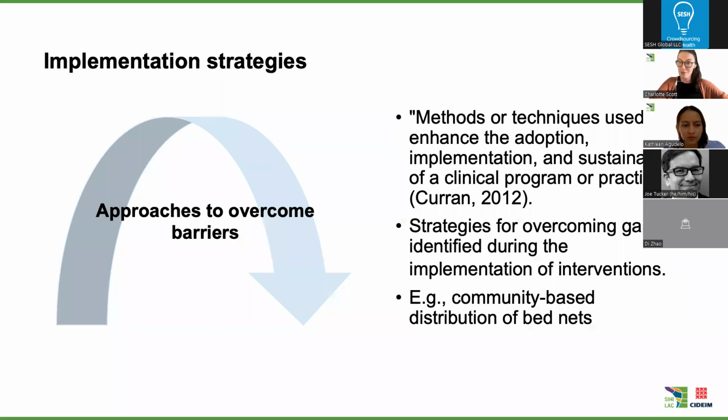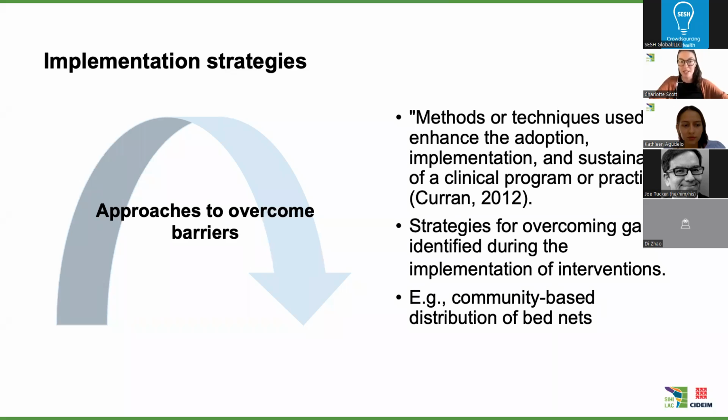So next we can look at the implementation strategies. Curran and colleagues defined implementation strategies as methods or techniques used to enhance the adoption, implementation, and sustainability of a clinical program or practice. So as we stated before, implementation research doesn't only identify these barriers, but it also looks at how to overcome them. But it's important to note that these don't only exist in a clinical context, but these can be any kind of strategy created to carry out a public health intervention, the action of carrying out that intervention.